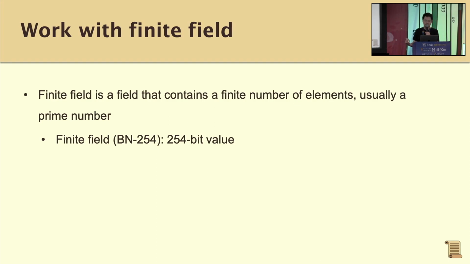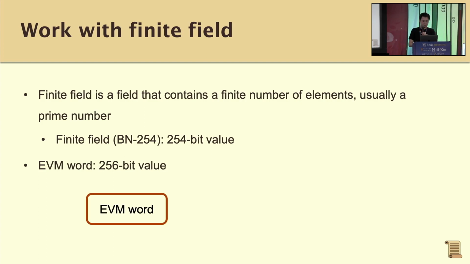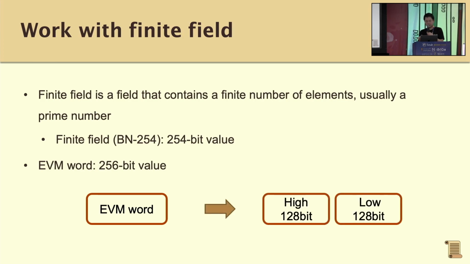Take an example: the finite field we're using to build the zkEVM is from an elliptic curve, BN254. That finite field is a prime number of a 254-bit value. Now the tricky thing is that in the EVM, the EVM word has 256-bit values. That means the EVM word cannot be natively represented inside a finite field.